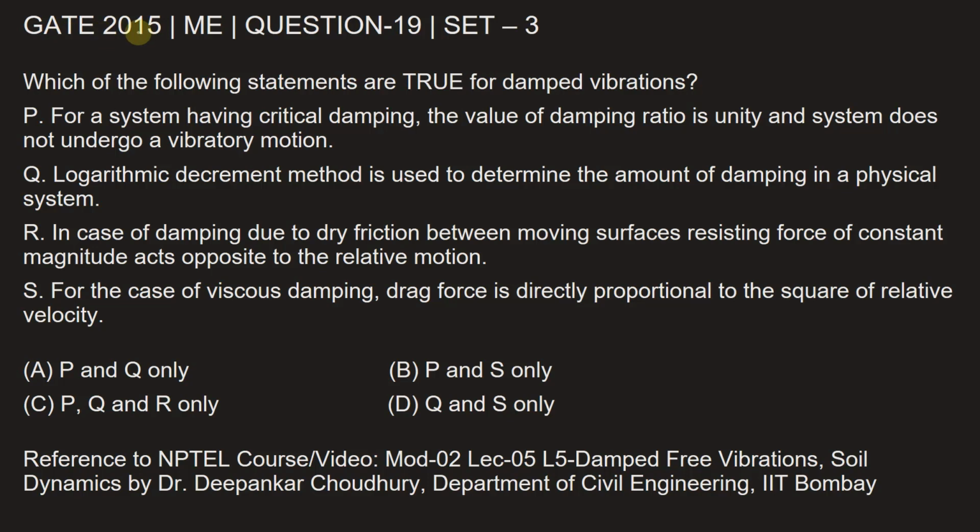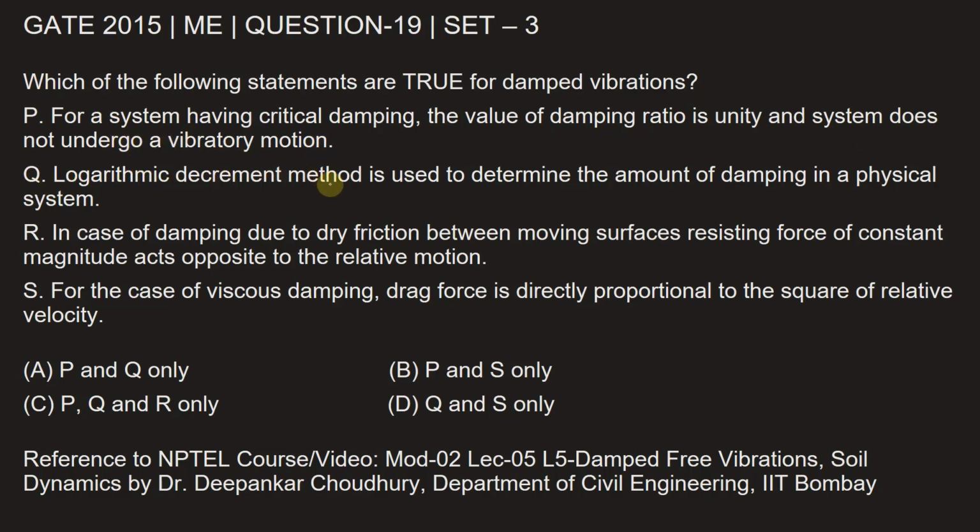This question is from GATE 2015 Mechanical Engineering paper, Set 3, question number 19. Which of the following statements are true for damped vibrations? Statement P. For a system having critical damping, the value of damping ratio is unity and system does not undergo a vibratory motion. Statement Q.